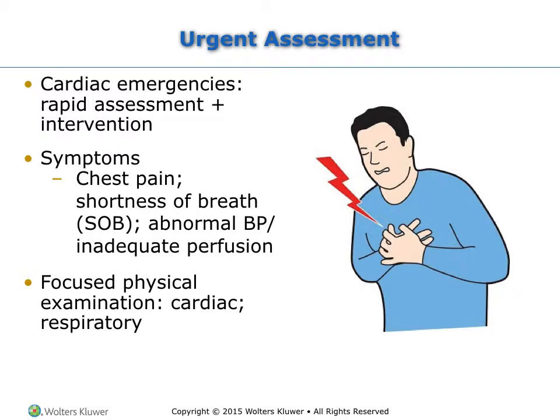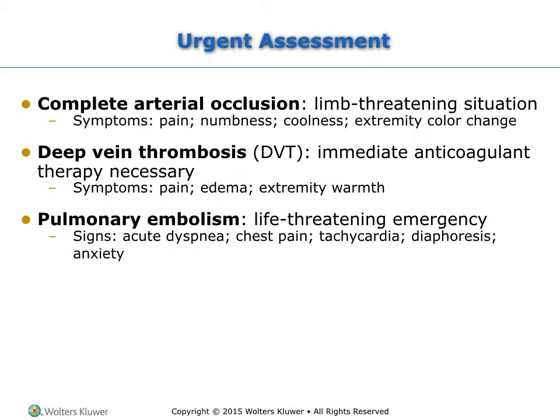If you determine while you're doing your subjective assessment that the patient requires an urgent assessment, you need to jump to an urgent objective assessment and intervene quickly. An urgent assessment with the peripheral vascular system would include a limb-threatening situation, such as no blood flow to an extremity. That would be manifested by pain, numbness, coolness, or poor color.